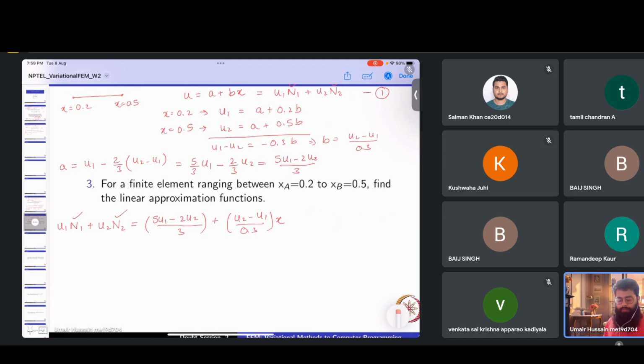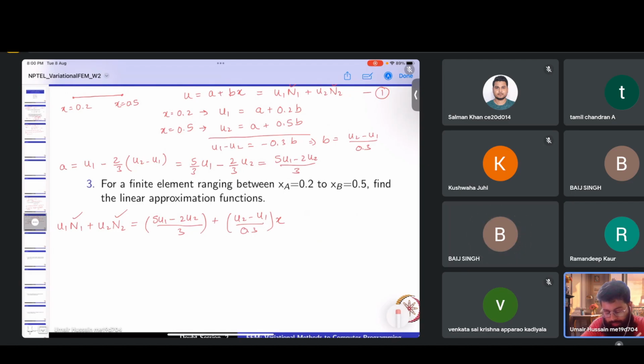So the thing is that we just have one equation and we need to find two things. So what we can do is we have a left hand side arranged in the form u1 n1 plus u2 n2. We can use the property n1 plus n2 is equal to 1, and then we can deduce that.